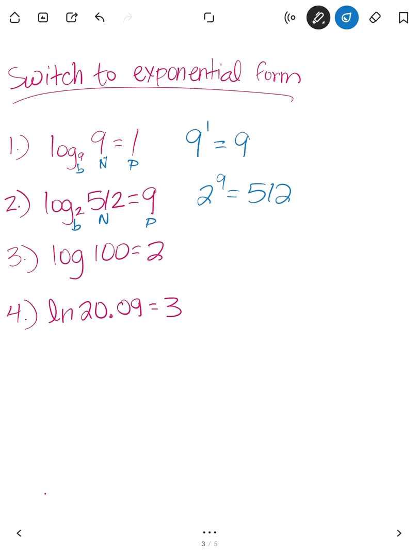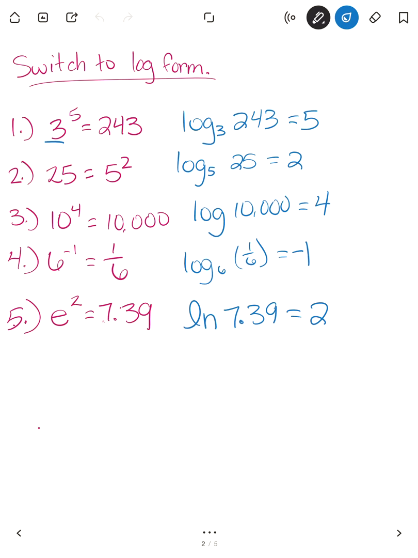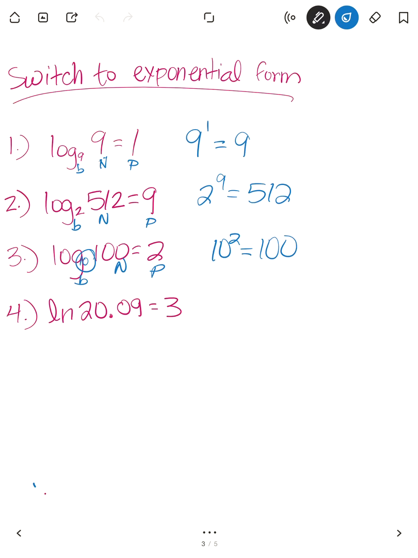Number 3, log of 100 equals 2. Notice, no base is written. It is a base 10. Base, power, number. 10 squared equals 100. Yes, that makes sense because 10 squared does equal 100. Last but not least, the natural log of 20.09 equals 3. Since we're using the natural log, automatically goes with e power number. e cubed equals 20.09. That's all there is to switching back and forth.